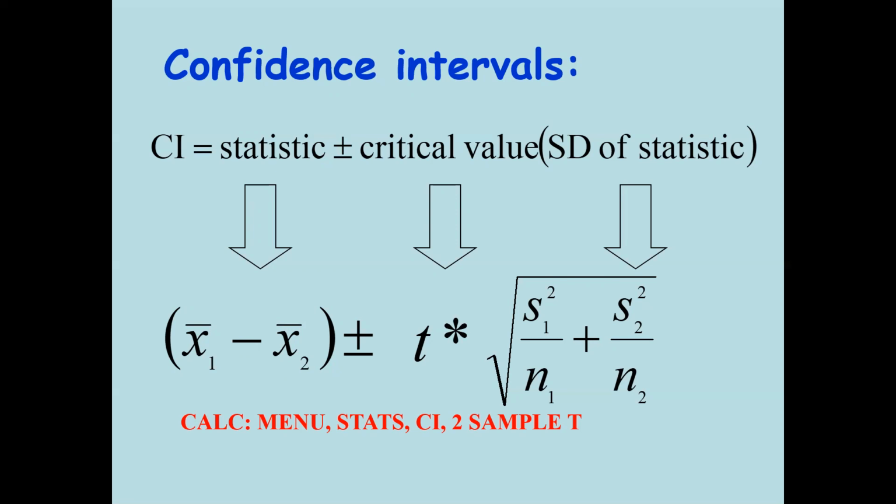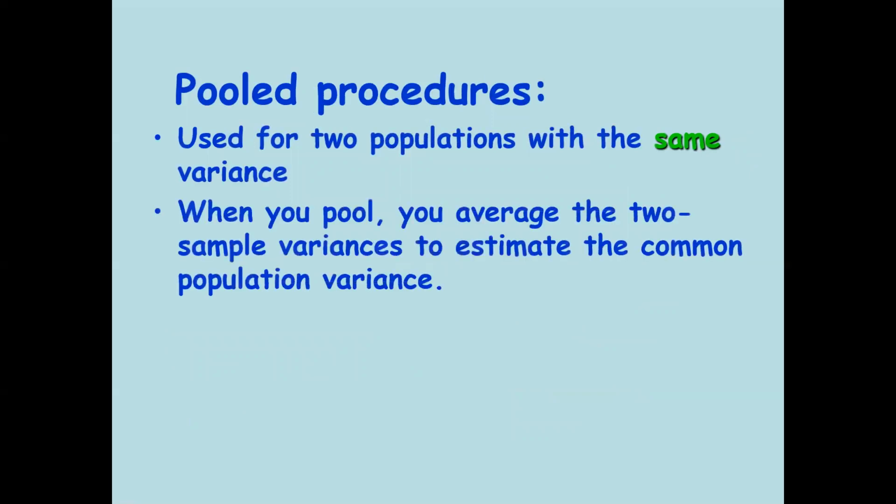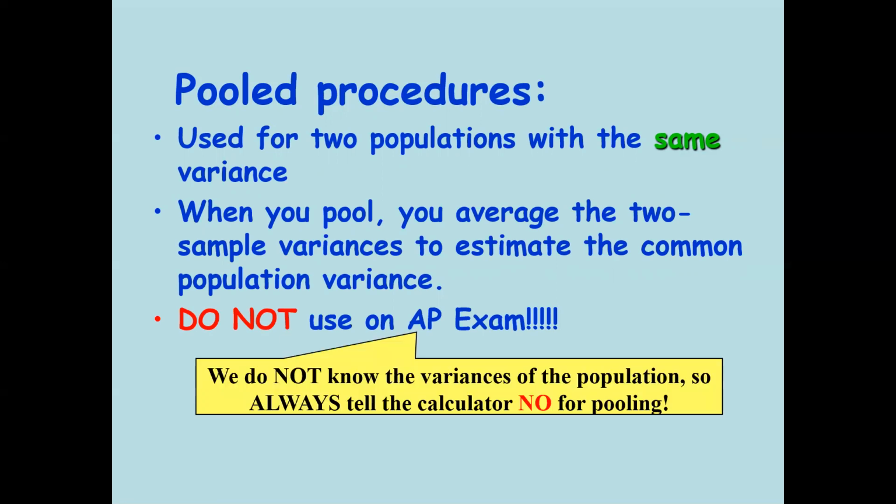So how do we find a 2 sample confidence interval? Go to menu, statistics, confidence interval, and then 2 sample t. Pooling is used for 2 populations with the same variance. When you pool, you average the 2 sample variances to estimate the common population variance. But our AP test does not use pooling. We do not know the variances of the populations, so always tell the calculator no for pooling.